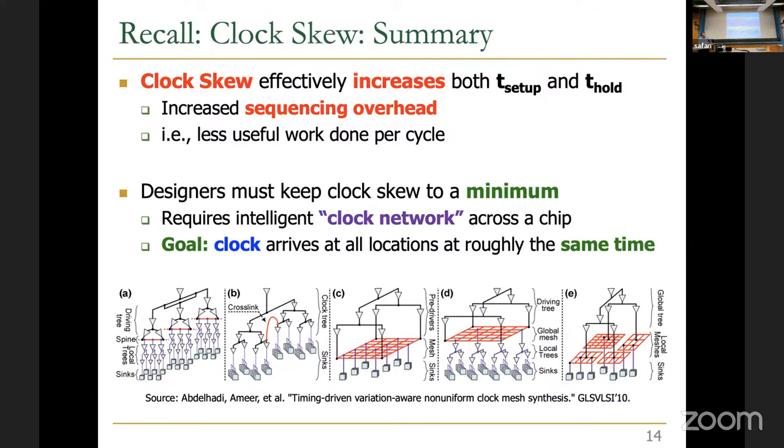So this is actually to handle this clock skew issue. Clock skew effectively increases both setup time and hold time of your sequential circuits, and increases sequencing overhead, basically. Which means that we have less useful work done per cycle. So designers might keep clock skew to a minimum, and that requires an intelligent clock network across a chip. And this H-tree is an example, but there are also many other ways of doing that.